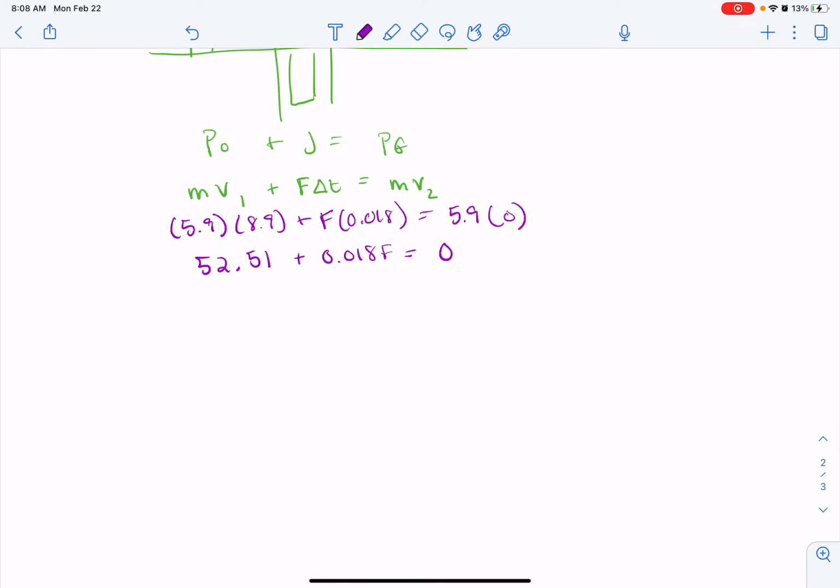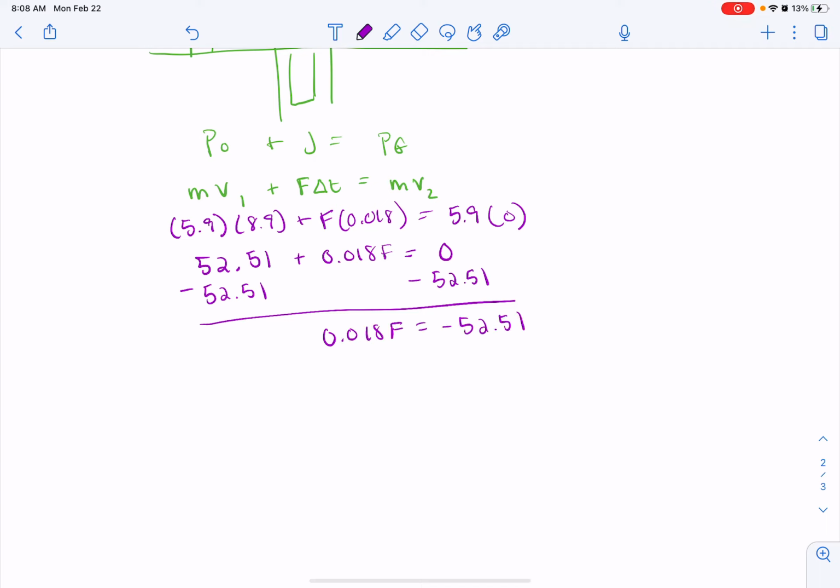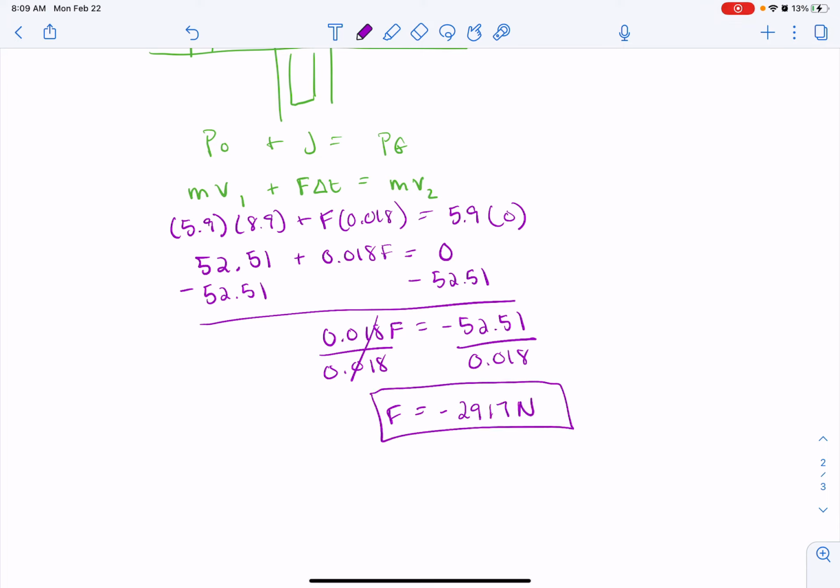And I'm solving this the same way. Subtract 52.51 from both sides. I get 0.018F equals negative 52.51. Divide both sides by 0.018. And if I put that in a calculator, negative 52.51 divided by 0.018 gives me negative 2,917 newtons. That's my final answer.